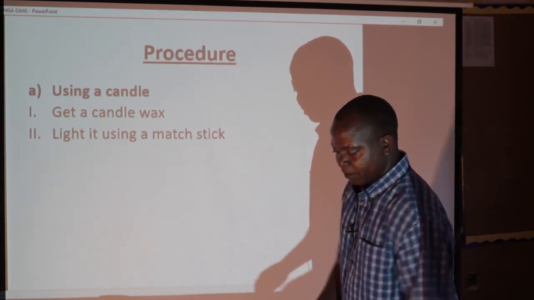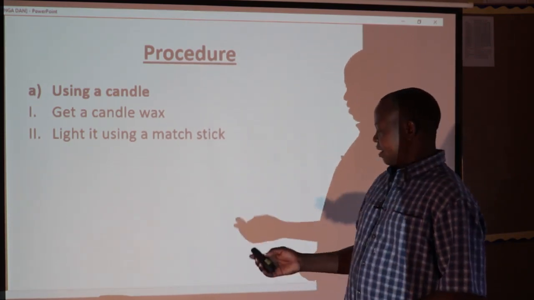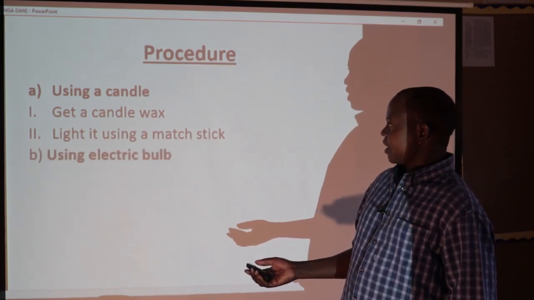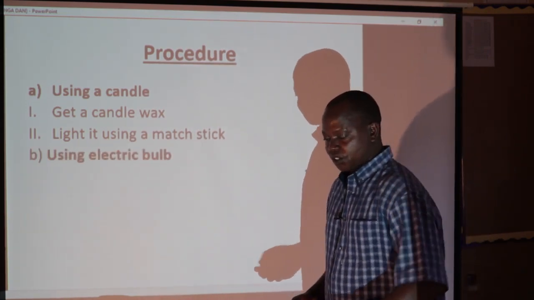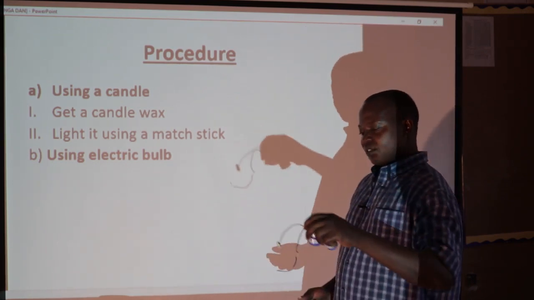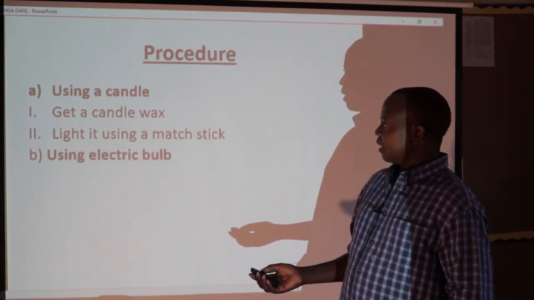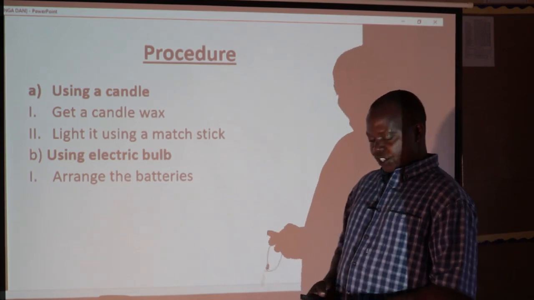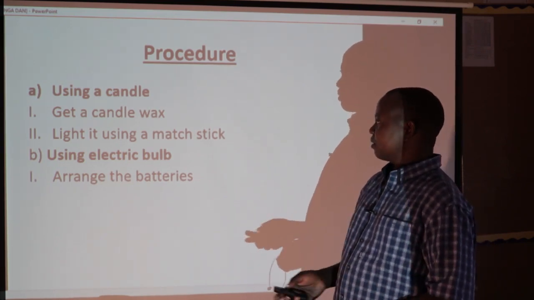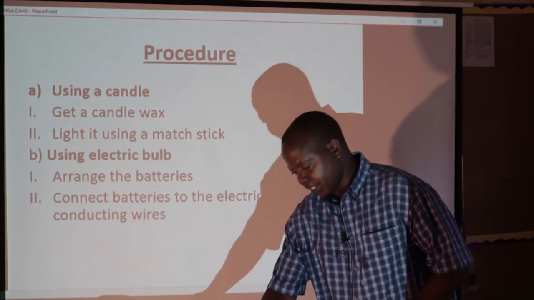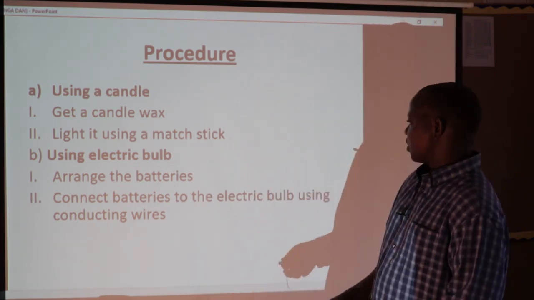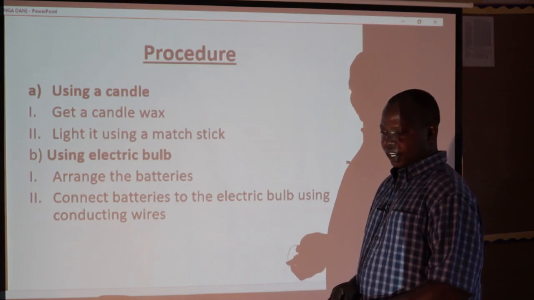The next experiment is of dry cells. Now with the dry cells, we are going to use an electric bulb. You get your electric bulb, arrange the batteries, then you connect the batteries using a conducting wire.